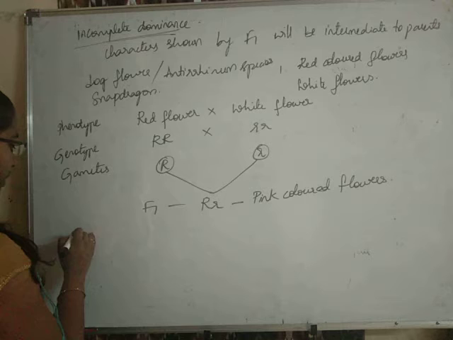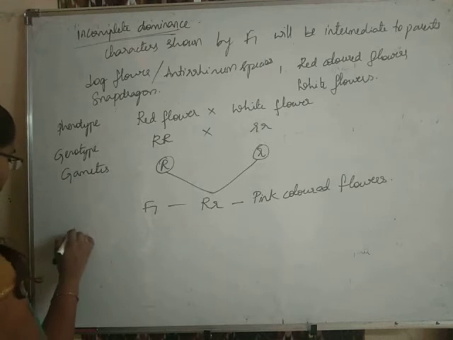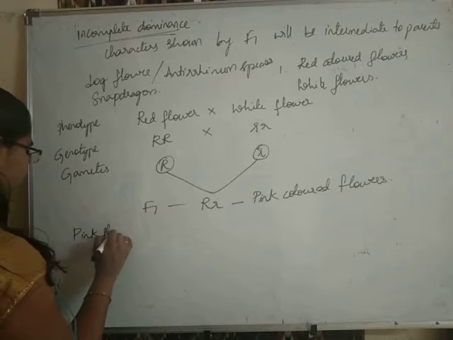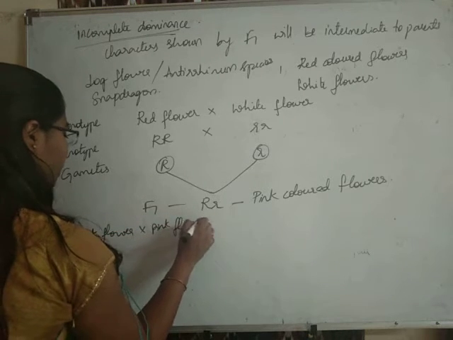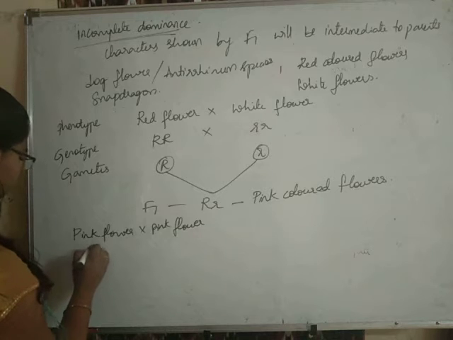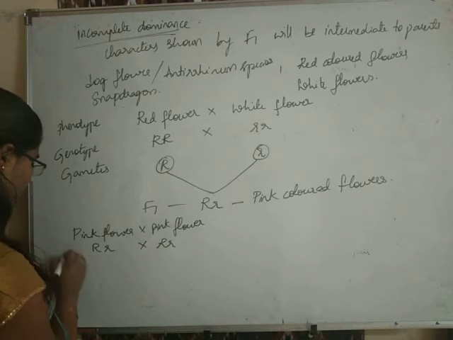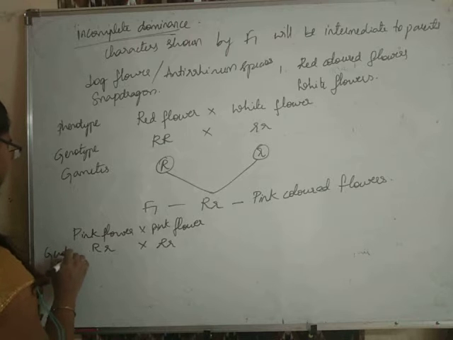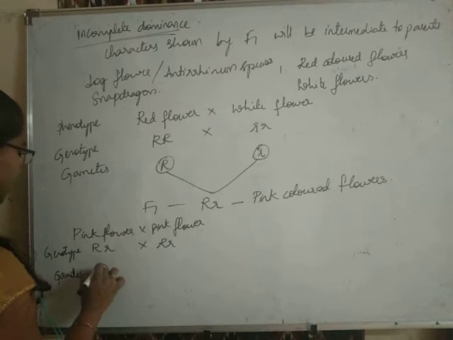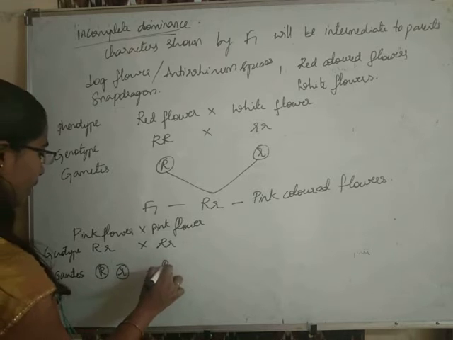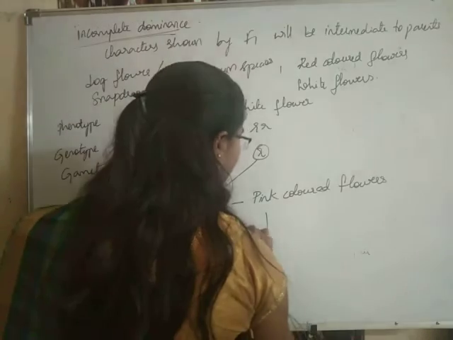In the F2 generation we are crossing capital R small r with capital R small r, like we are crossing a pink flower plant to a pink flower plant. What do we obtain? Let us see. The genotype is capital R small r, capital R small r. Then what are the gametes that we get? Capital R and small r from this individual, capital R and small r from the other individual. Let us draw a Punnett square.